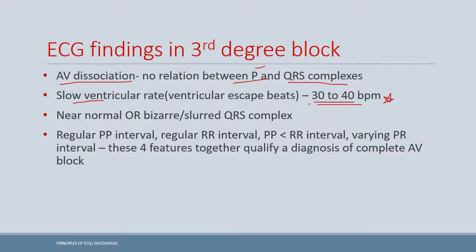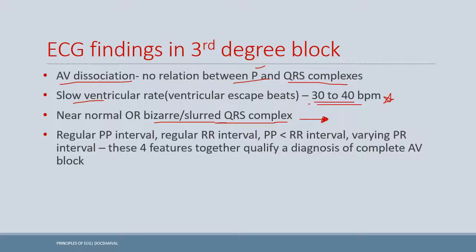Now we have the near normal or bizarre slurred QRS complex, and can you imagine why we have this QRS complex bizarre or slurred? Yes, that's because if there is some MI or any condition like that which causes the third degree AV block, then we have the pathologies associated with the bundle branches also. And if we have pathology associated with bundle branches also, then of course it would mimic a bundle branch block and would cause a slurred or enlarged QRS complex.